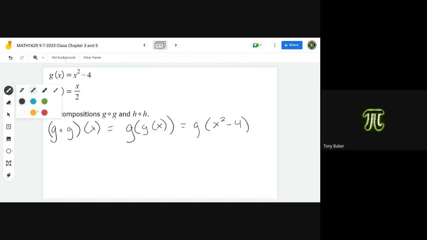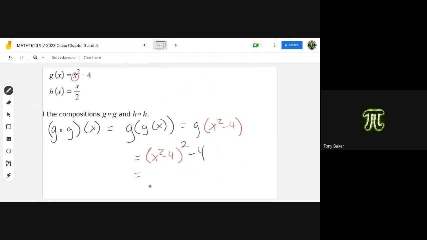Now, that means I'm going to take G of X, and wherever I see X, I'm going to put X squared minus 4. Actually, we're going to do this a little different. I'm going to actually use colors, because I think colors are going to help in this case. So that equals, I have x, so I'm going to put x squared minus 4, squared, minus 4. So I'm replacing the x with x squared minus 4. Does that make sense?